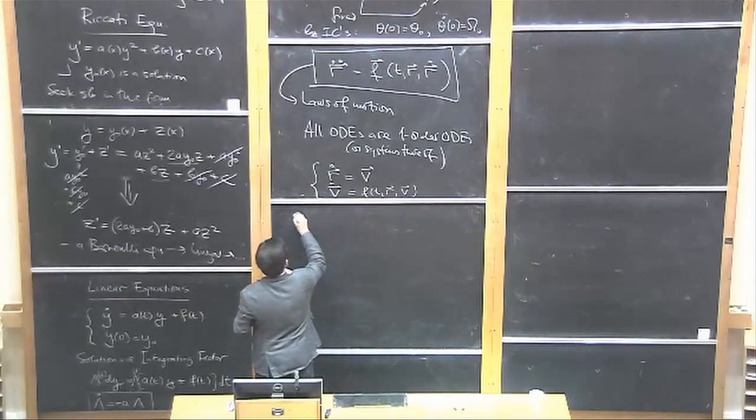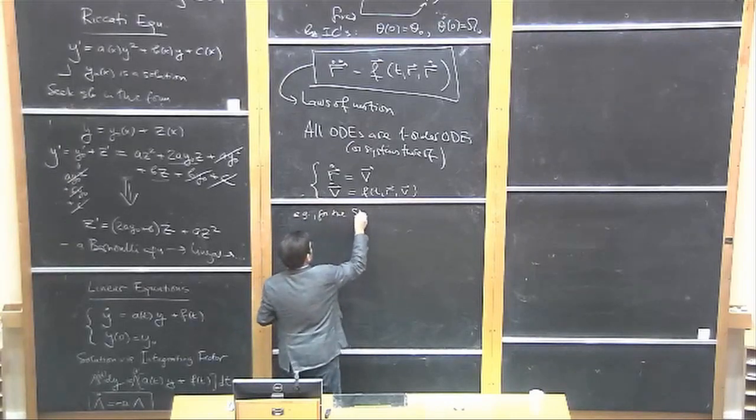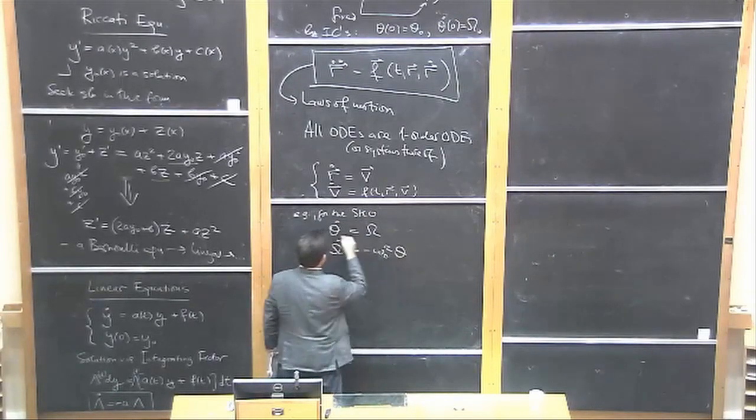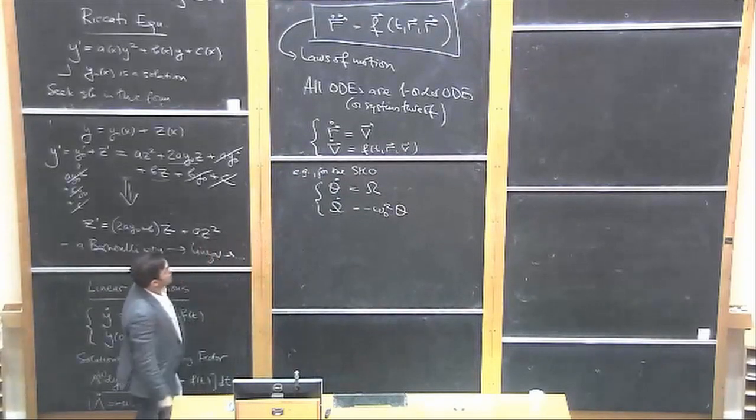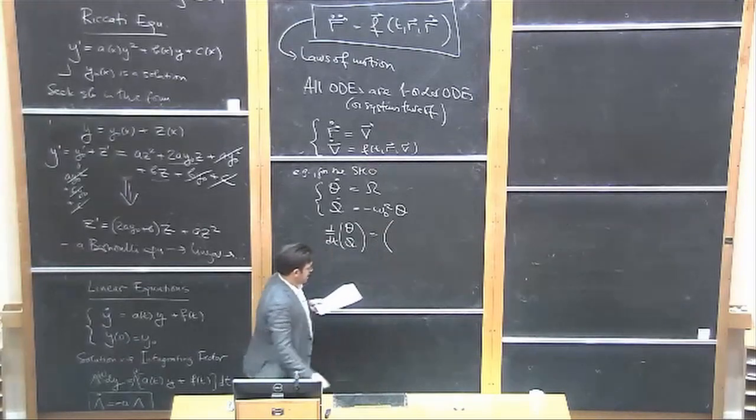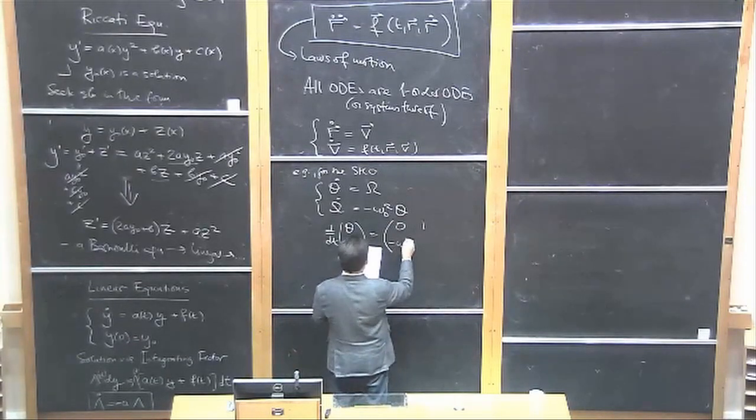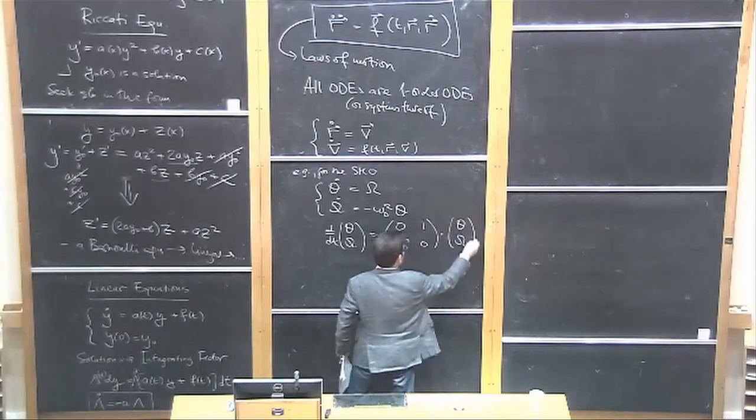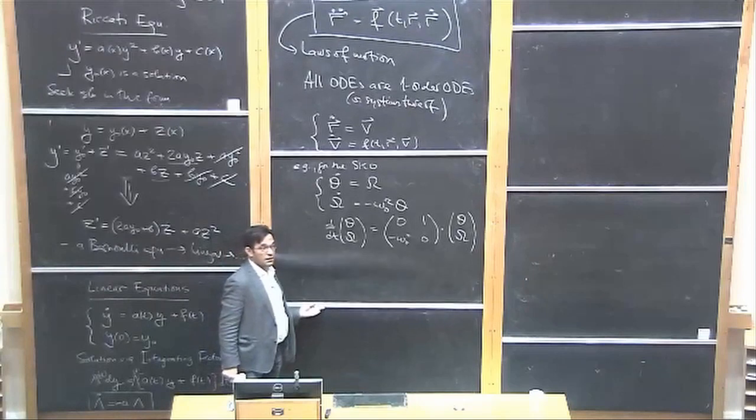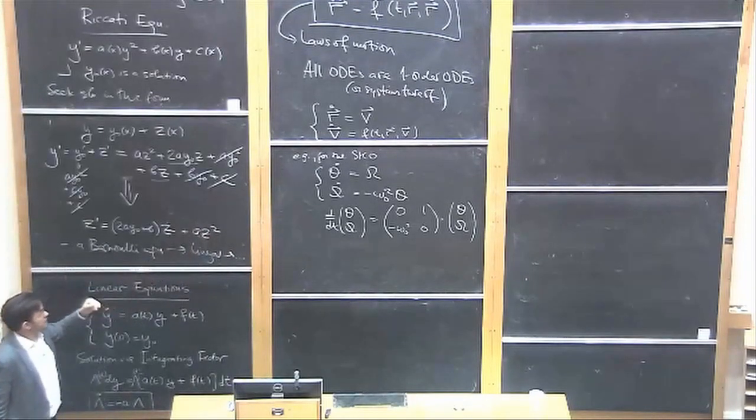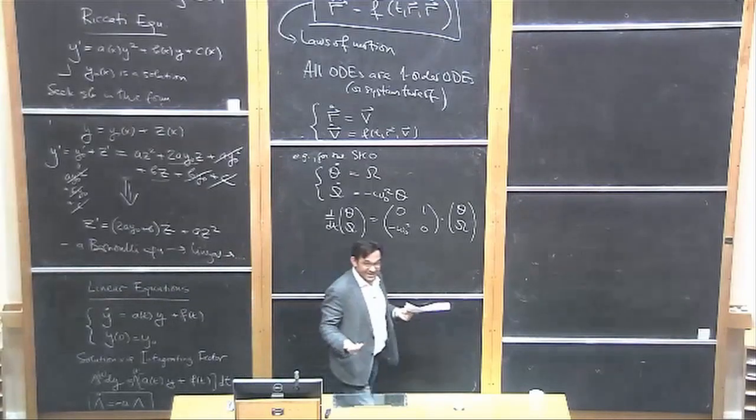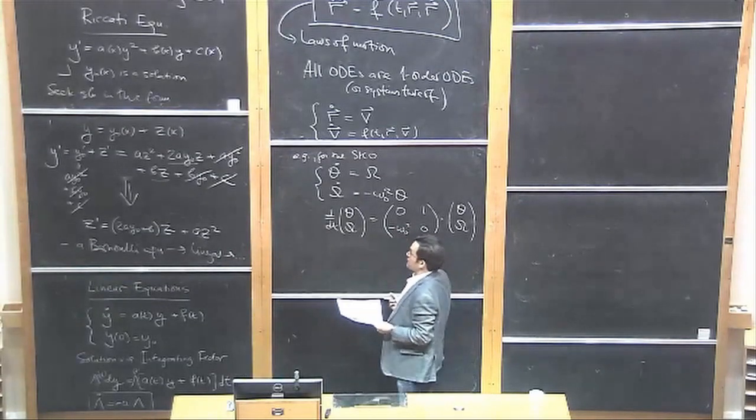Equivalently, for example, for the simple harmonic oscillator, theta dot is equal to omega, and omega dot is equal to minus omega naught squared theta. Or I can even write it like this: d by dt of (theta, omega) is equal to the matrix (0, 1; minus omega naught squared, 0) acting on (theta, omega). So you see, formally, any second order equation can be turned into a set of first order equations, but of course at the price of doubling the number of dimensions. So more variables turns everything into having only one derivative.